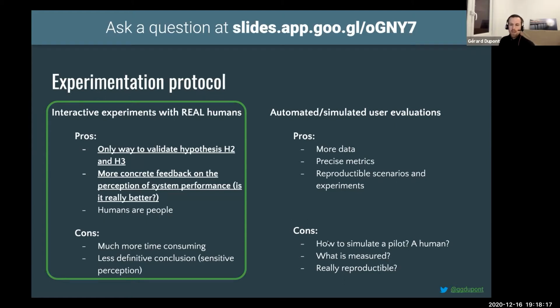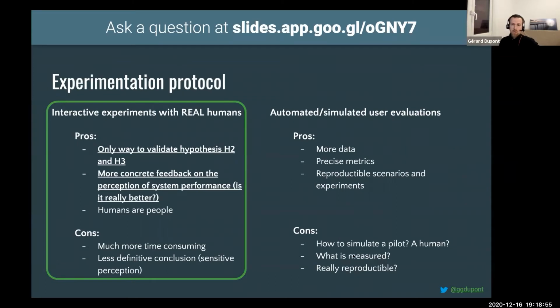But in reality, there are a lot of drawbacks, at least from my personal point of view, on this simulated user evaluation. First, how to simulate a pilot, which is actually a highly trained operator with often a very strong analytical intellect in how he's executing a process in the aircraft because of his training. But more generally, how you simulate a human, that's an open research question, of course.